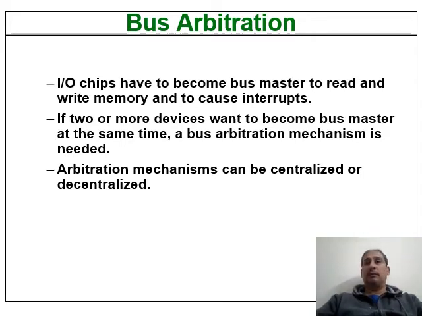Now, in this example that I'm taking, if I'm the one making this decision, this is called centralized arbitration. If you, among yourselves, make this decision, who will go out first and who will go out second, then this is called decentralized arbitration.